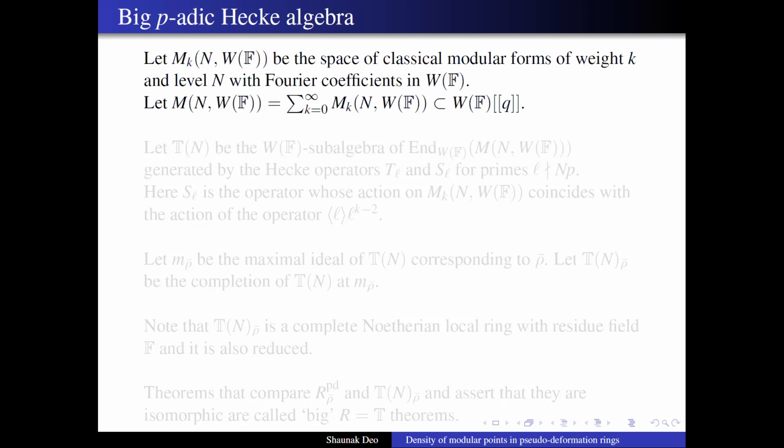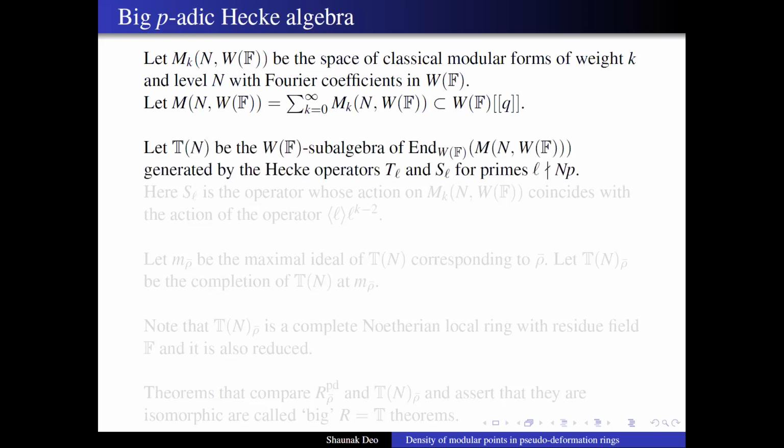Now we'll define a suitable Hecke algebra acting on this. Let T(N) be the W_F subalgebra of the endomorphism ring of this module which is generated by the Hecke operators T_l and S_l for primes l not dividing Np. S_l is basically the operator whose action on weight k modular forms coincides with the diamond operator times l to the power k minus 2. But since we are varying the weight, this S_l will have a different action on modular forms of each weight, so I'm denoting it by S_l.